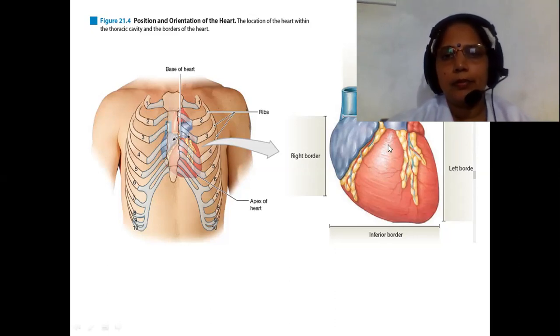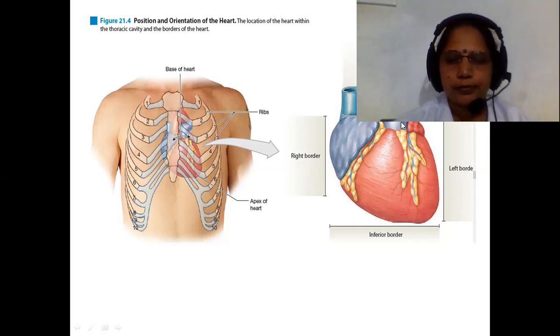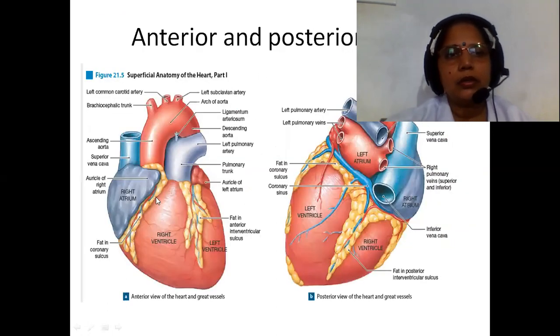This is the complete anatomical portion of the heart. This is the right border of the heart. This is the left border of the heart. This is the inferior border of the heart, and this is the superior border of the heart. So this is the anterior aspect of the heart, and this is the posterior aspect of the heart.